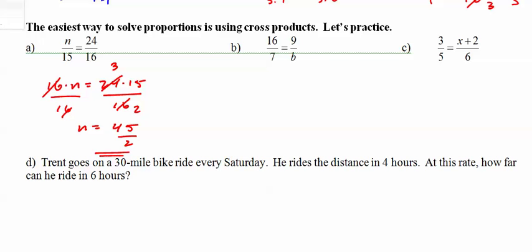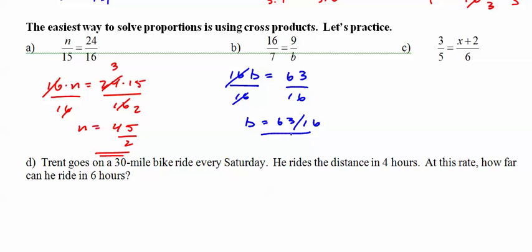Try the other two on your own. I'm going to do them right now. 16b equals 63, divided by 16, divided by 16. B equals 63 over 16. And the last one has a little extra in it. Don't panic. 3 times 6 is 18. And 5 times x plus 2 is just 5 times x plus 2. That's really it. 18 equals 5x plus 10, minus 10.